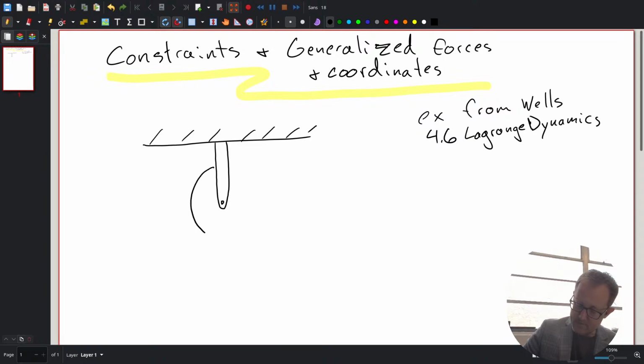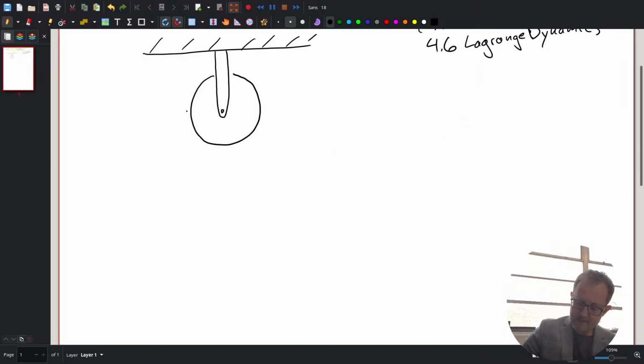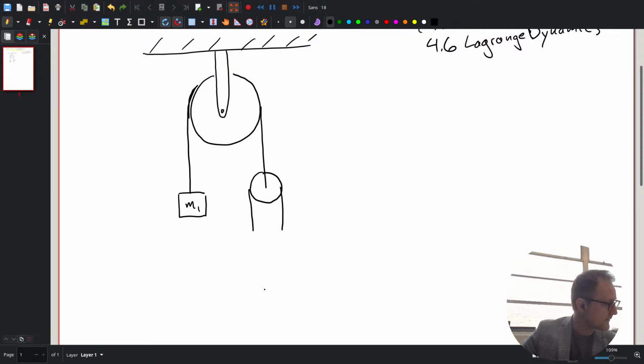So we have one big pulley, and that's attached to our weight of M1. This comes down, and then we have another pulley that attaches M2 and M3. There we go. Let's make that one a little longer.